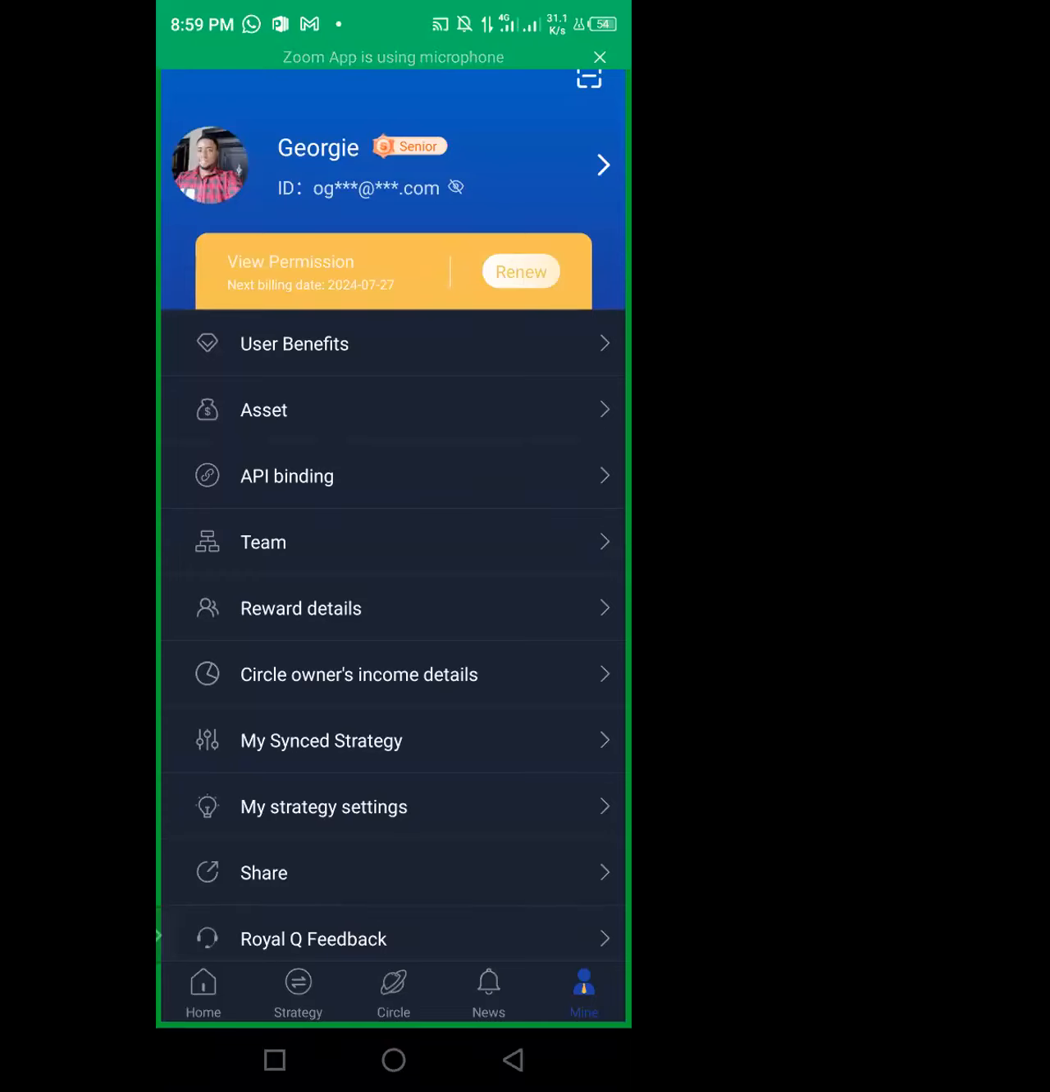But if you like the business and you introduce it and you start building your team, so that your friends, families, your social media contacts, they can come and start using Royalq.